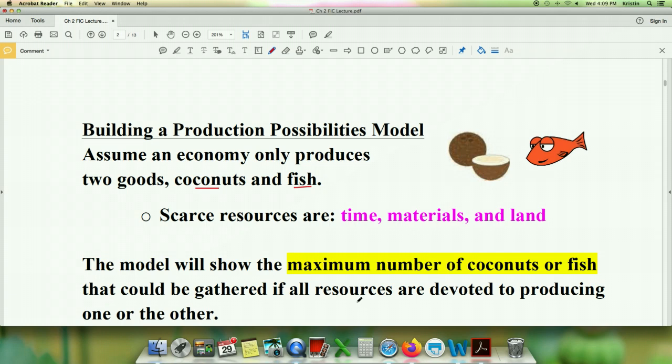But of course, they don't have to just catch fish or just pick coconuts. They could have some of each. And so they could have many different possible combinations for production. They could produce a little bit of fish, more coconuts, or just a few coconuts and lots of fish, or half and half. Lots of different combinations. And the graph will show all of these different combinations.